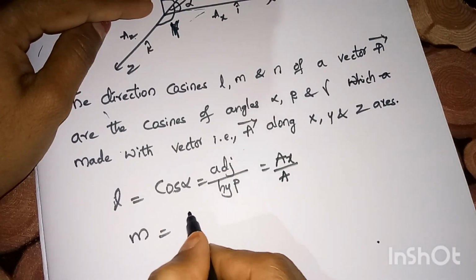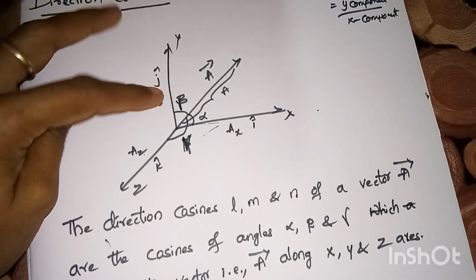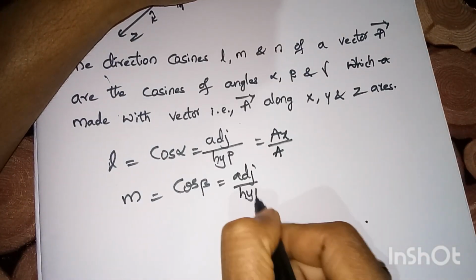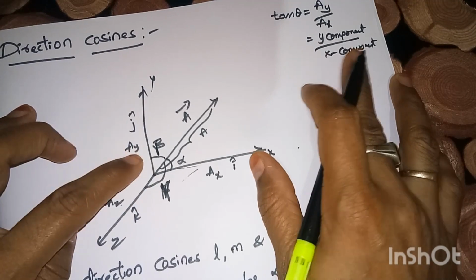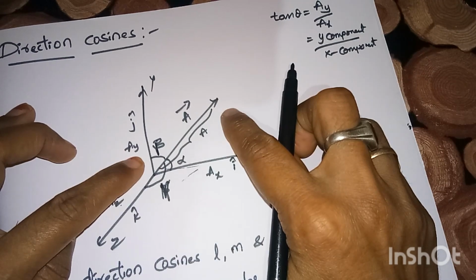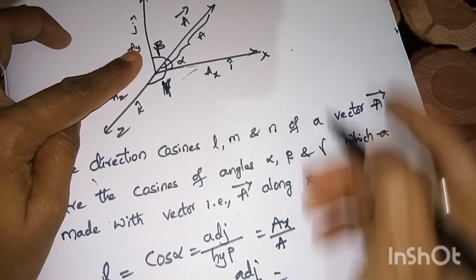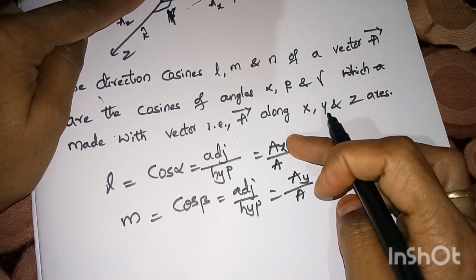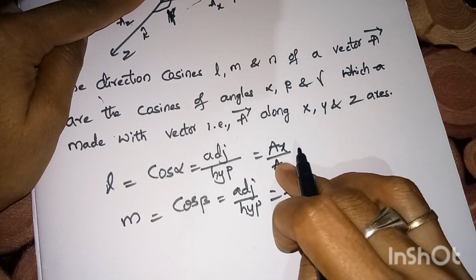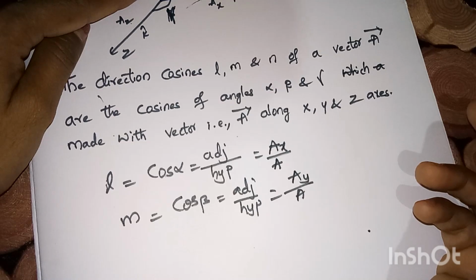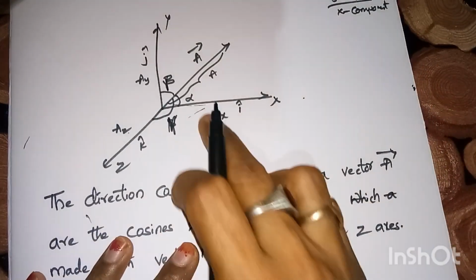And M is the direction cosine for cos beta, the angle made by A bar with the y axis. So adjacent by hypotenuse. What is adjacent here? Here the A bar vector represents the hypotenuse. So Ay by A. Here we are writing only the component by the magnitude. We discussed in the previous class how we wrote cos and sine as adjacent by hypotenuse.